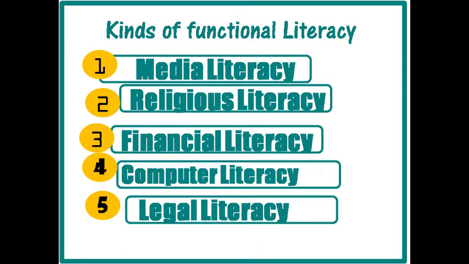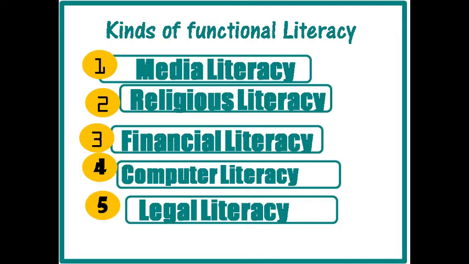Now let us talk about the kinds of functional literacy. First is media literacy. It is the ability to access, evaluate, and create messages through different types of media. Next is religious literacy. It is the ability to interpret religious scriptures and communicate with different faiths. Third is financial literacy. It is the ability to manage finances and make good decisions about money. Fourth is computer literacy. It is the ability to use computers.